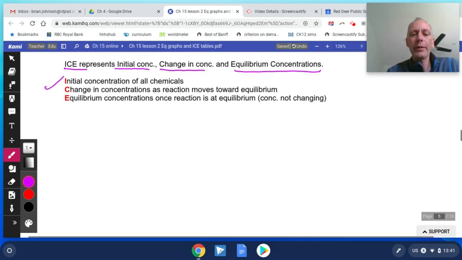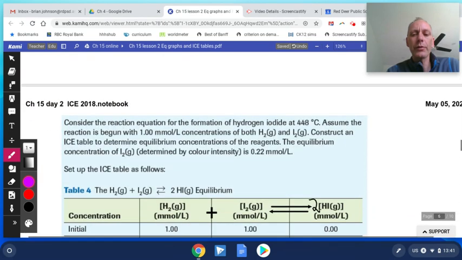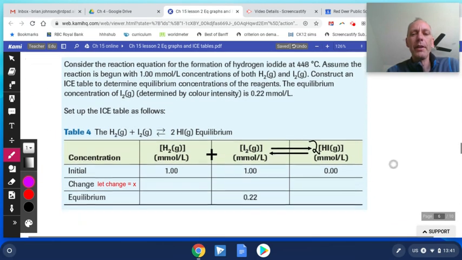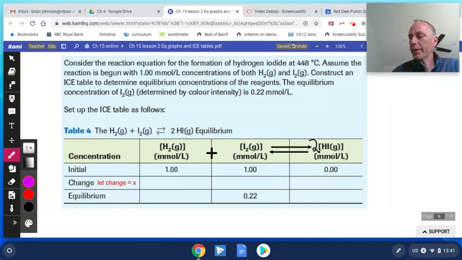Once you get good at ICE tables, they're actually quite a useful tool, and the questions are quite easy. So we're going to look at 3 examples together, and then we'll call it a day, and you can practice this.